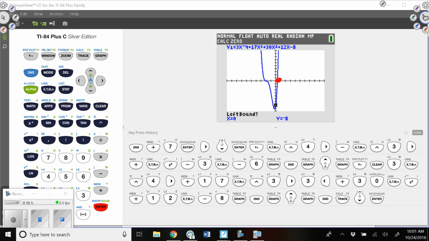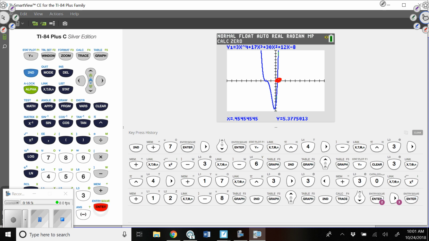So right now, is my cursor technically to the left or below my x-axis? Yep, so hit enter. And then it says right bound. So you have your left and right arrows up here. So hit to the right until it goes where you want it to. And I just need to make sure now it's above the x-axis.